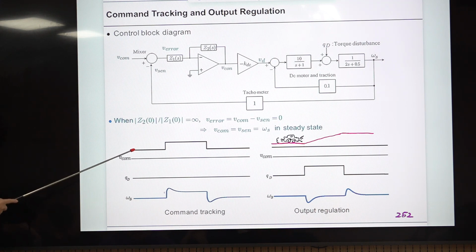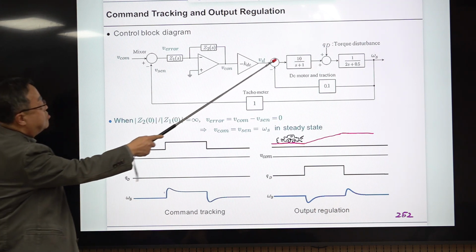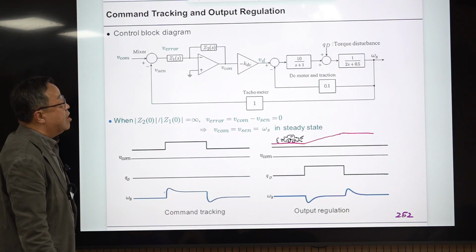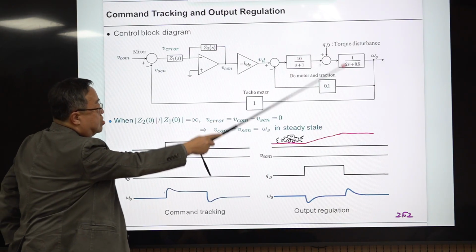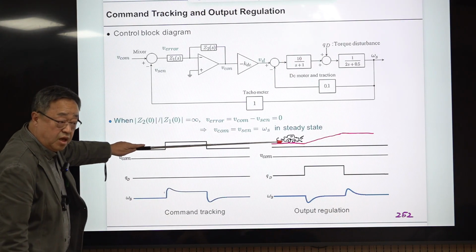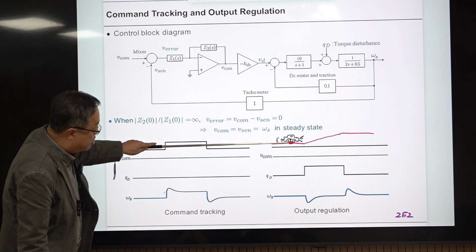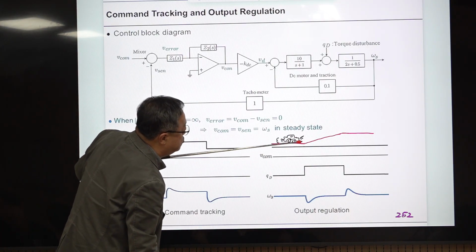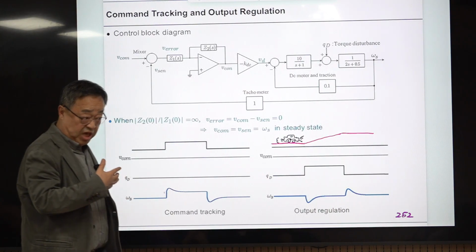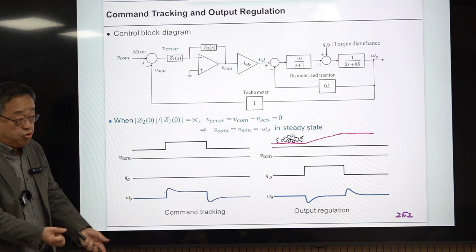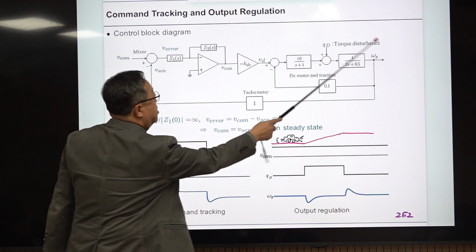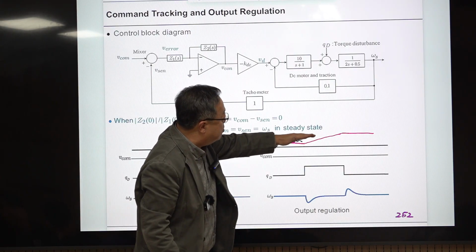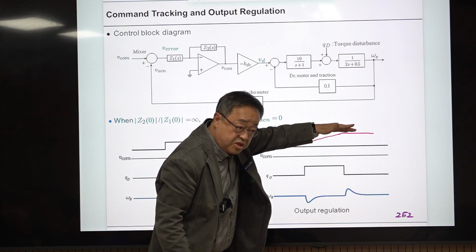This is the command. Command tracking, and inside of this, there is some external or internal disturbance called the torque disturbance. Assume this is the vehicle, and the vehicle was running at constant speed, and there is a slope, a ramp. Then this should increase the torque to have the same speed. Think about the cruise control. Then this torque is increased. Still the speed of this vehicle must be constant.